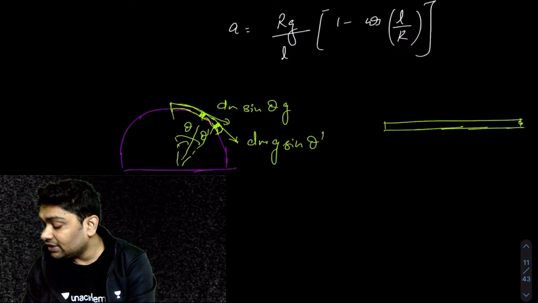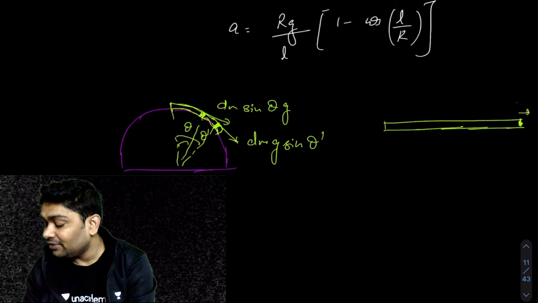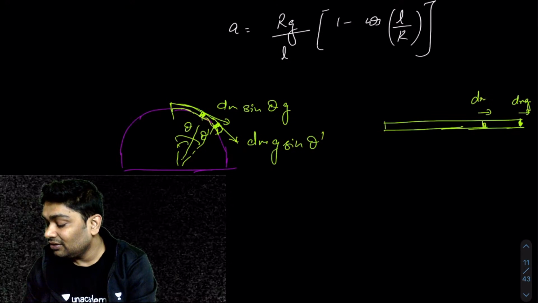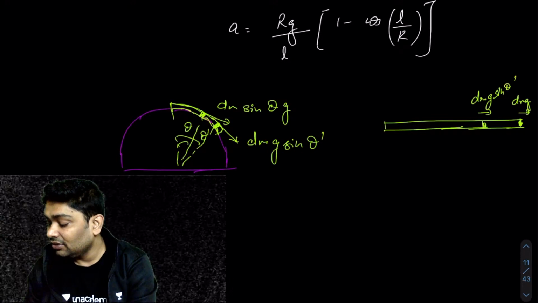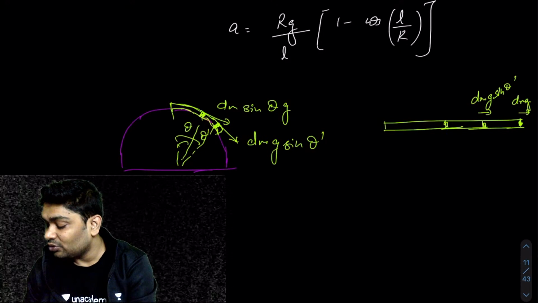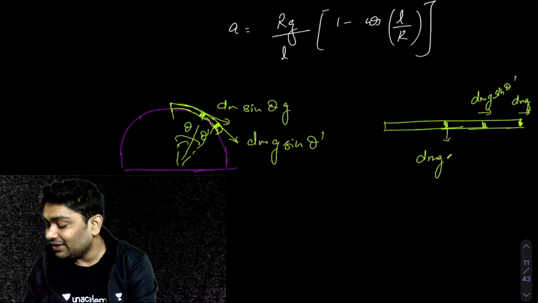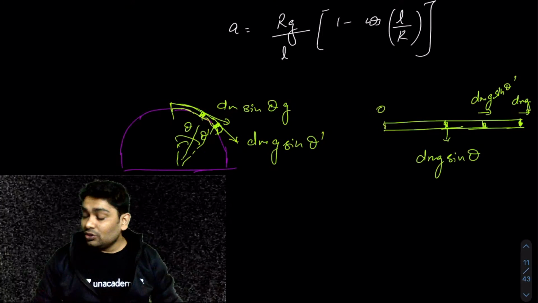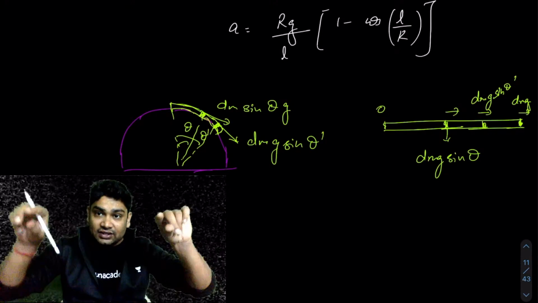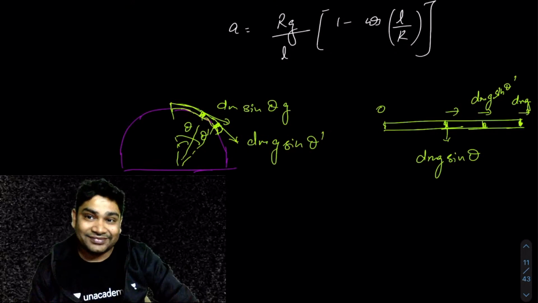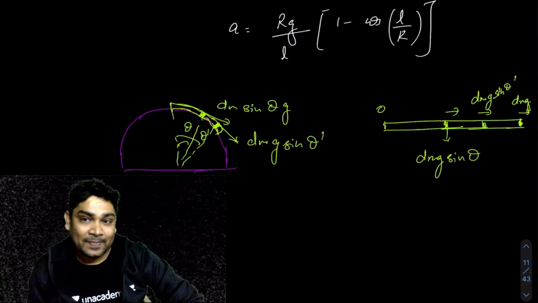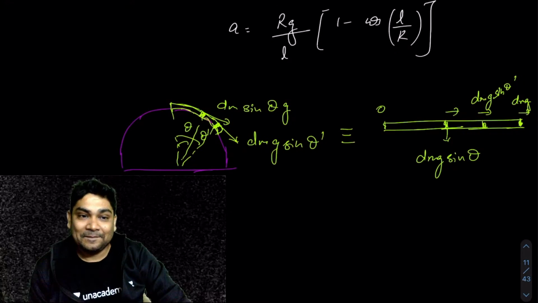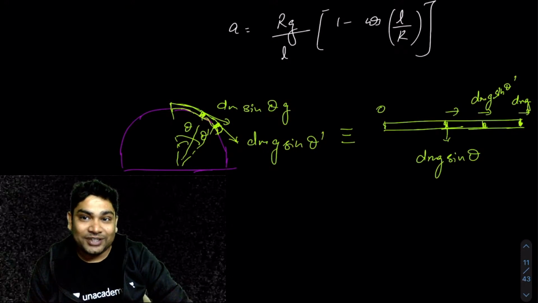So what I can do is imagine this chain was straight and every portion was feeling a different force. This guy would be feeling its own dm times g, this guy would be feeling dm times g sine theta dash, and this portion would be feeling a force which is dm times g sine theta. Do you understand that? And this portion, of course, is feeling zero. All the forces that are acting, if I straighten this out, are acting in the same direction, just their magnitudes are changing. So I can imagine this to be equivalent of this. Do you follow the logic?